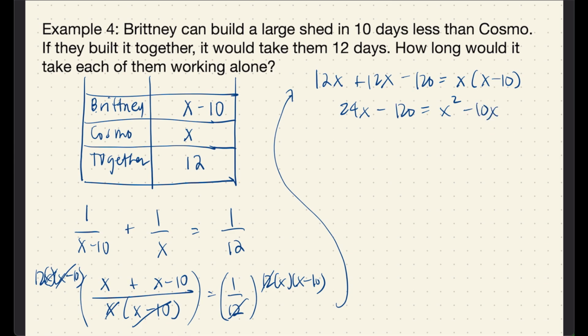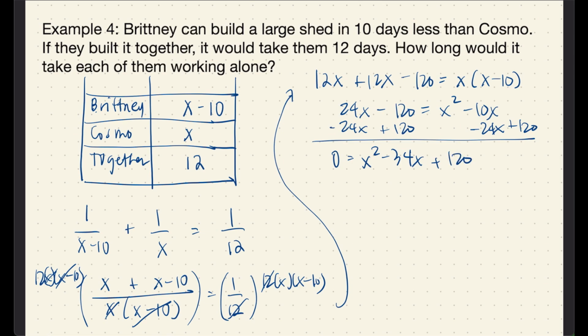Putting everything in one side, on the left hand side, so this will just be 0 on the left. It will be x squared minus 10x. So we'll basically need to subtract 24x on both sides and then add 120 on both sides. So that will be, instead of negative 10x, it's negative 34x plus 120.